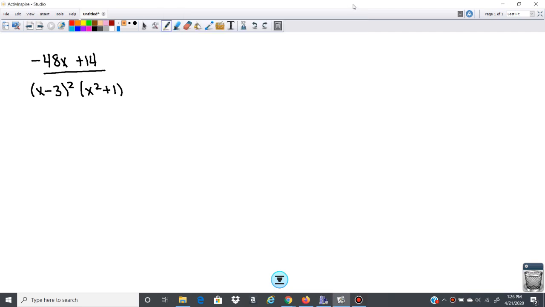All right, let's take a look at this fun problem here. We are doing a partial fraction decomposition for this problem. So here is our partial fraction, and what we want to do is set these up with our linear factors. These are repeated linear factors, so I'm going to have an A over x minus 3 for my first x minus 3, and then B over x minus 3 squared.